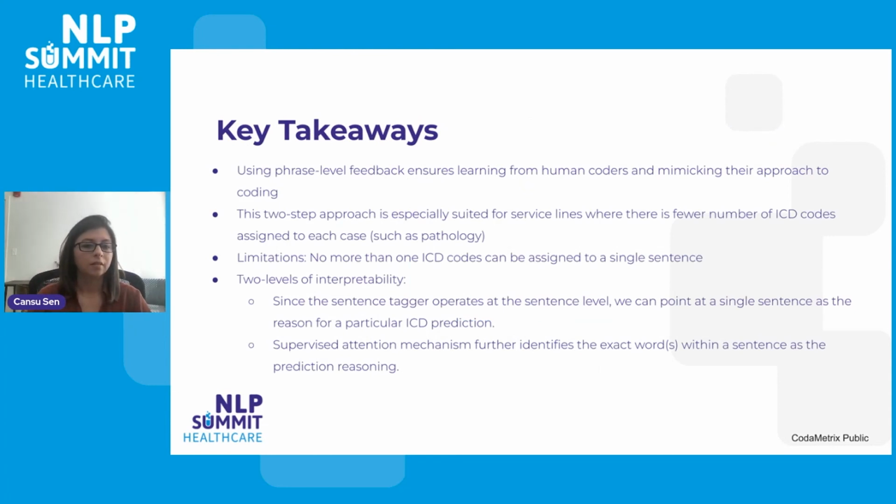So let me quickly summarize this model and also tell you about the key takeaways. I presented a model for ICD prediction in a way that we use two different models. And by doing this, we were able to turn a multi-label classification into simpler binary and multi-class classification tasks. We used phrase-level feedback to ensure learning from human coders and mimicking their approach to coding.